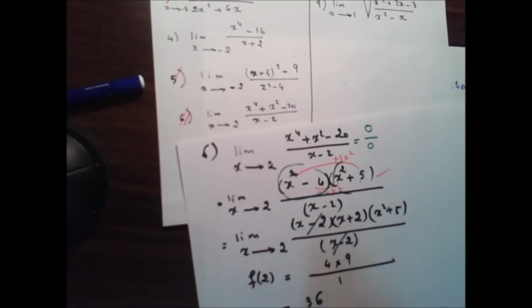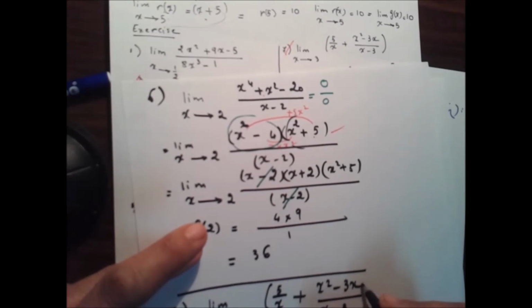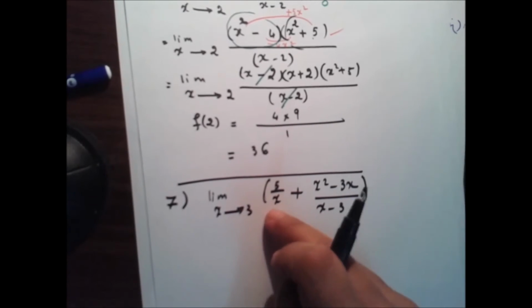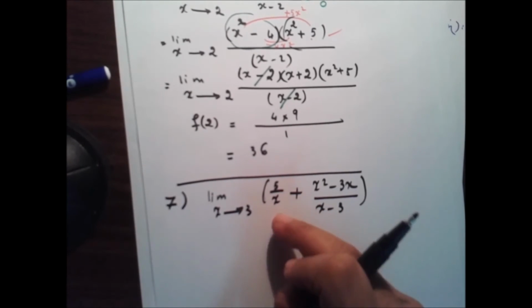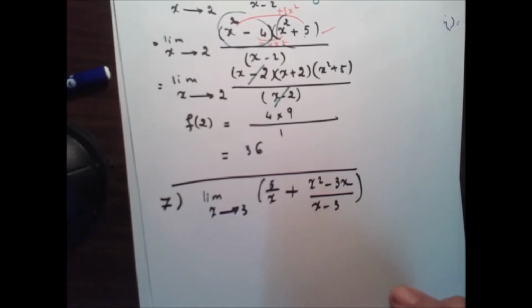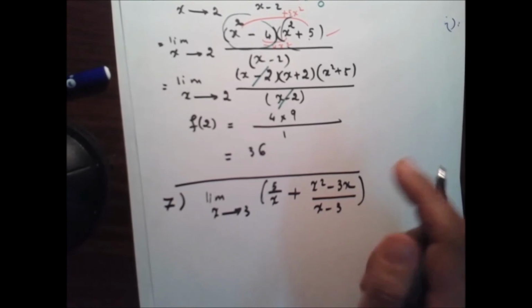36. Limit as x tends to 3 of 5 over x plus x squared minus 3x over x minus 3. We do direct substitution for the first part. We get a real number because it's 5 over 3. But for the second part, we get an indeterminate quantity. So we have to simplify the second part.